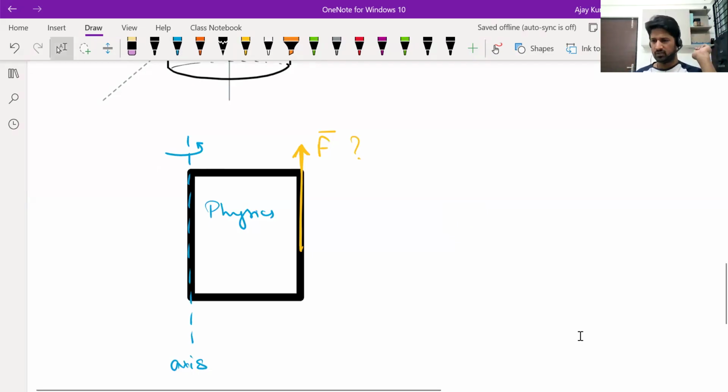You all can try if you want. You hold one edge of a book and try applying a force parallel to the other edge of the book. See if the book rotates about the edge that you are holding. Think carefully or try and tell.